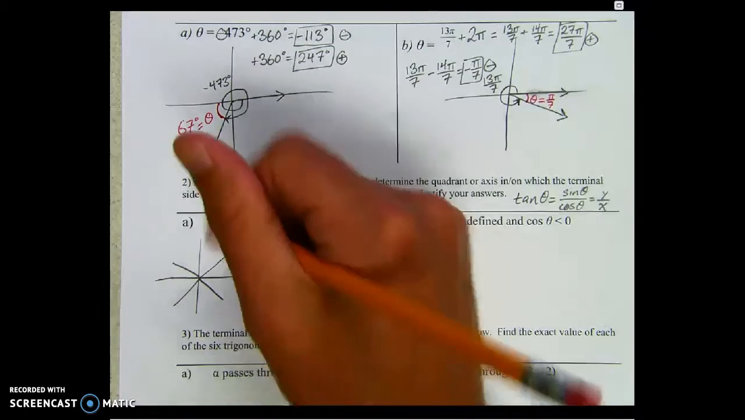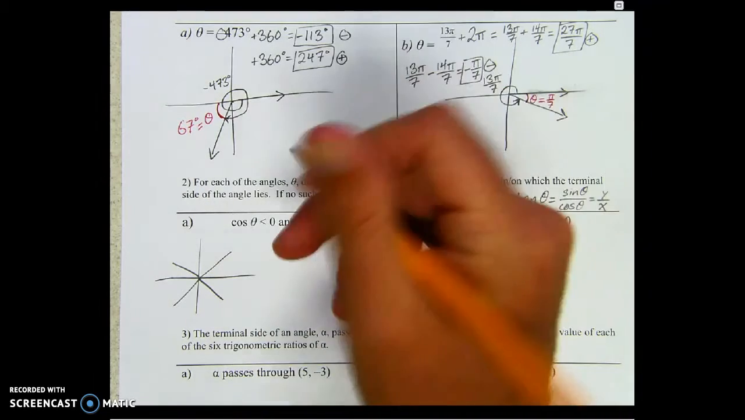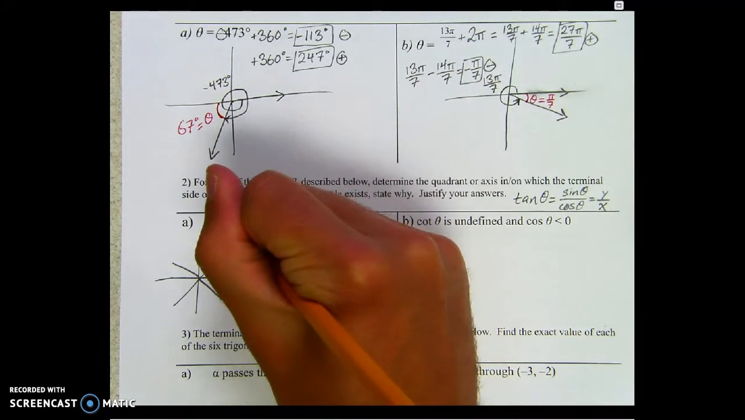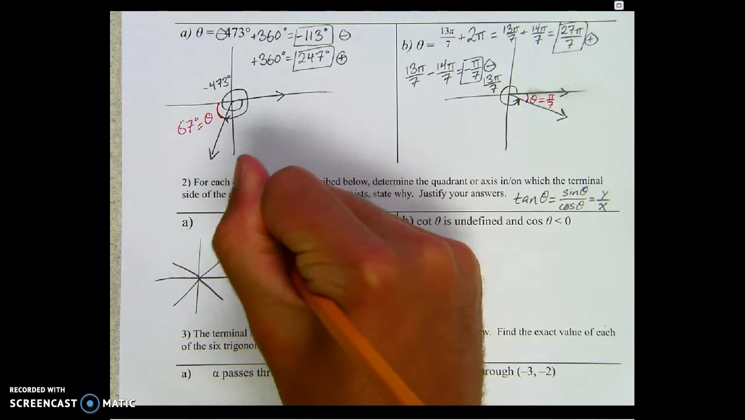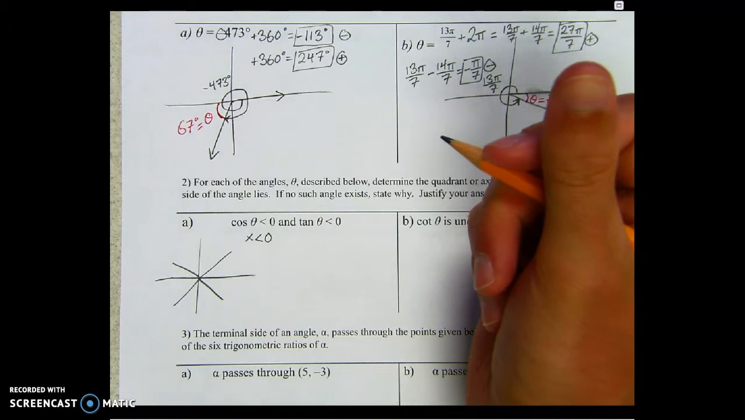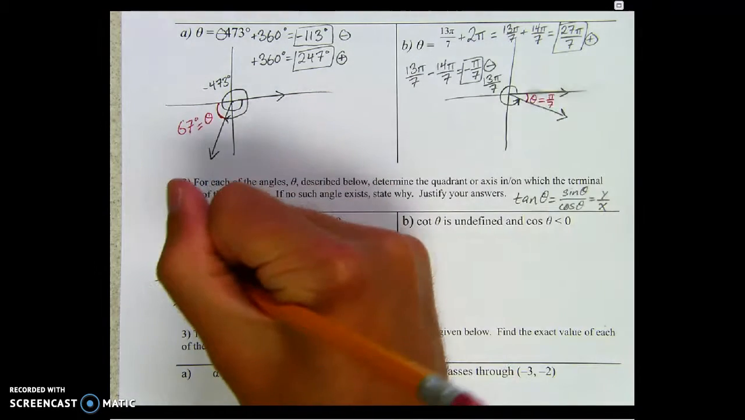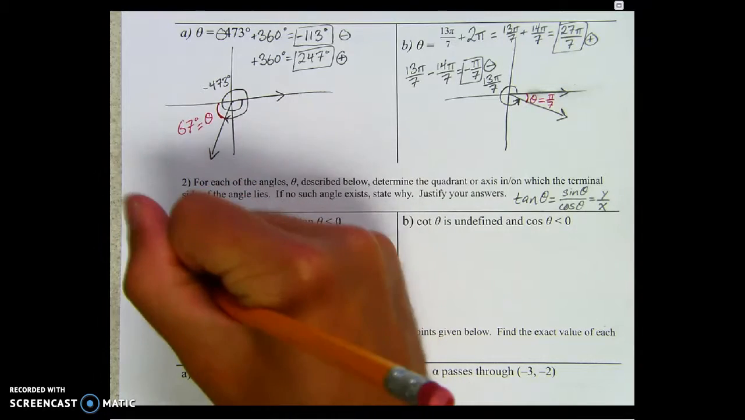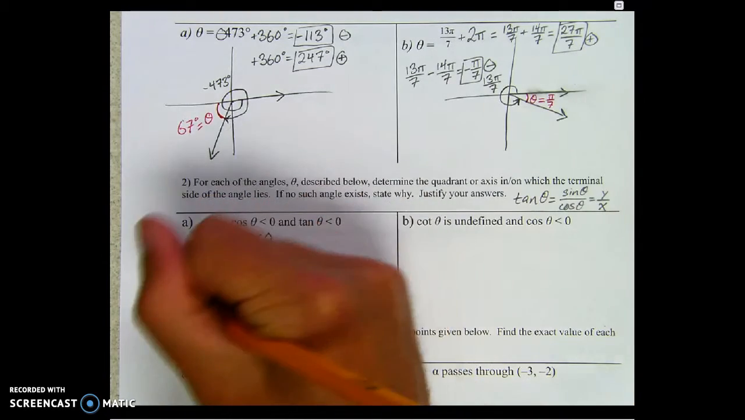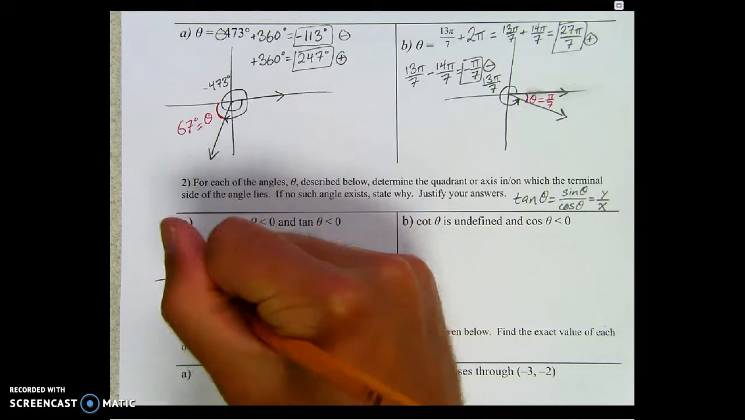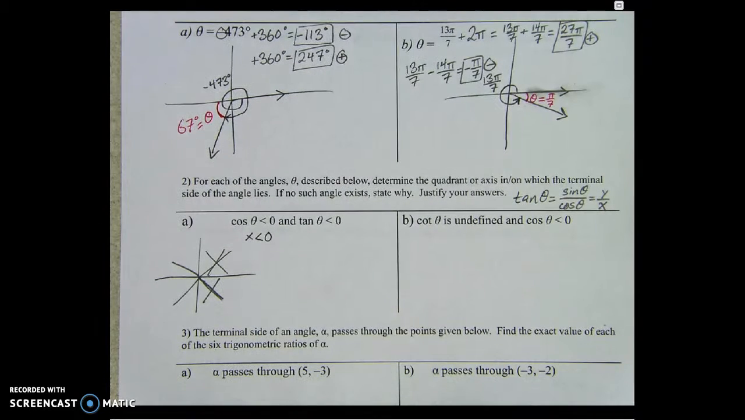So let's figure out, what does it mean for the cosine of theta to be negative, or less than 0? That means that the x value has to be less than 0. And in which of the 2 quadrants are the x values less than 0? Well, it's either going to be over here in the second quadrant or down here in the third quadrant. So we can automatically cross those out. We know that those aren't going to work. Again, kind of a crude drawing, not very precise, but it'll work for this.